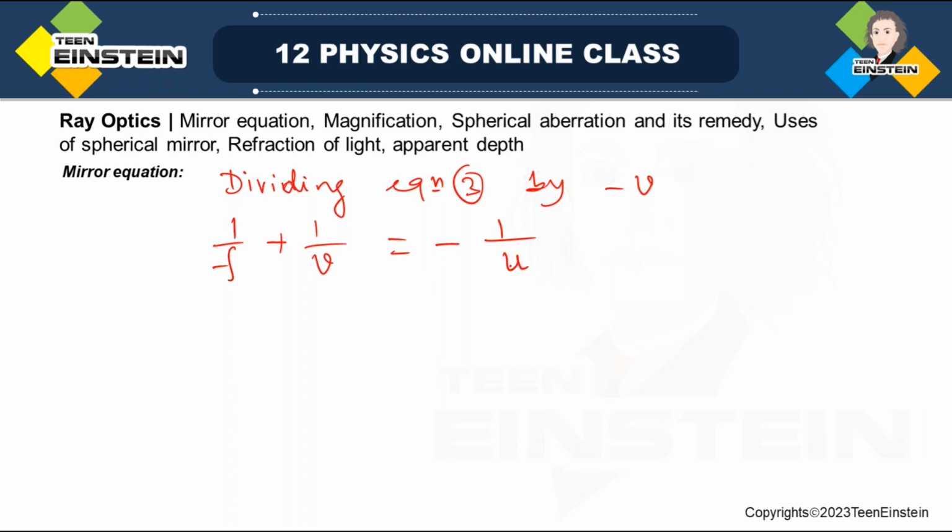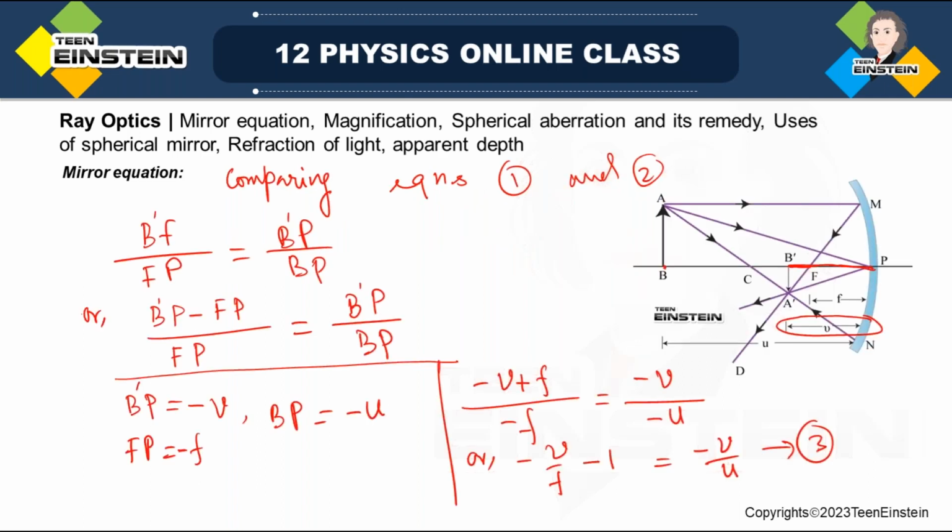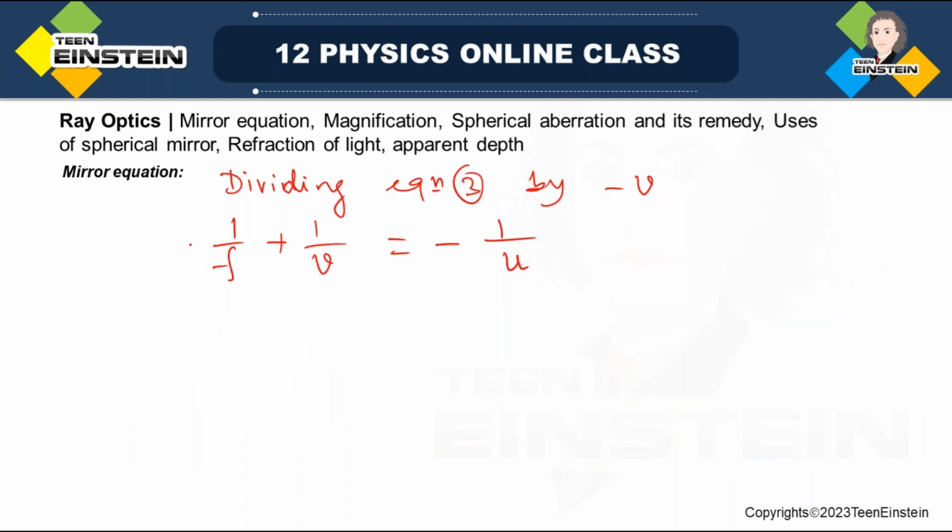I think there is some mistake over here. I'll just check. Okay, so this will be plus. This is the mistake I had made here. So this will be minus after dividing.